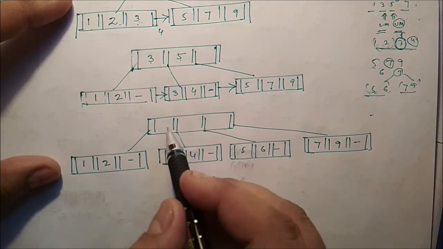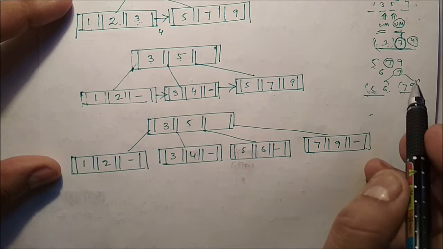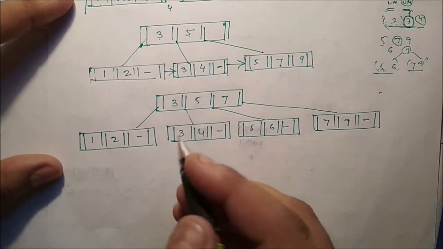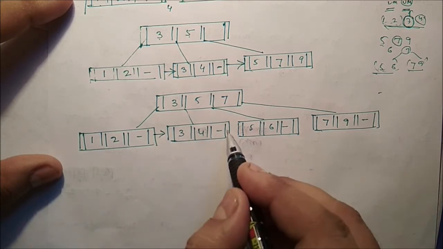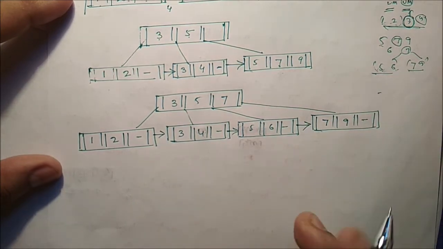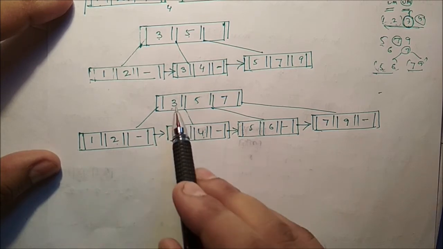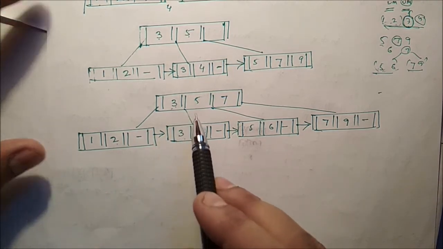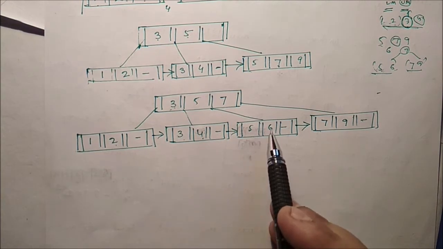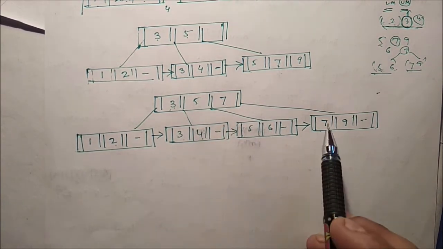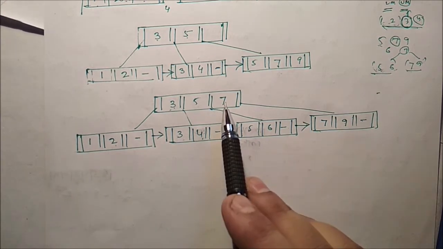And here it is 3 and 5, and we have to move 7 upward. There is a link between the leaves. So you can see 1, 2 is less than 3. 3, 4 is greater than or equal to 3, and 3, 4 is less than 5. 5, 6 is greater than or equal to 5, and 5, 6 is less than 7. 7, 9 is greater than or equal to 7.